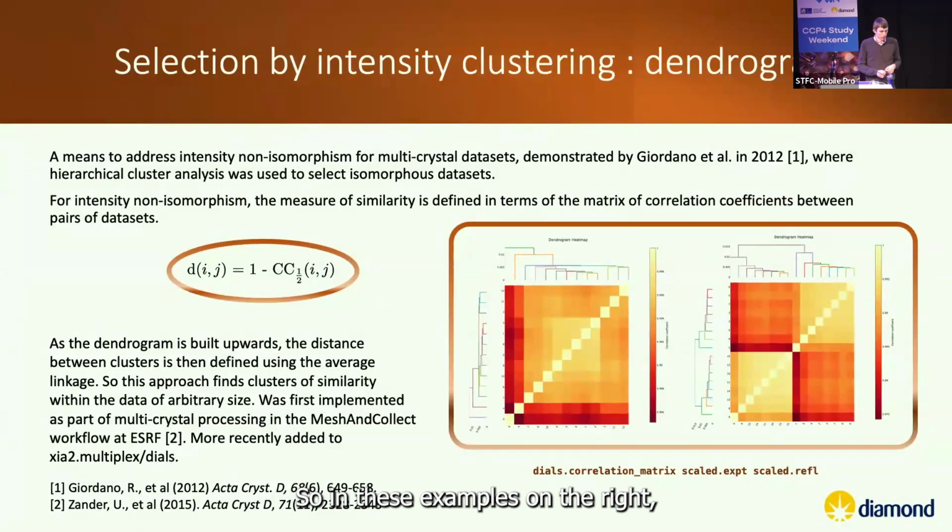In these examples on the right, the first one shows this typical decaying dendrogram structure where you've got a few data sets which disagree most with the other ones. And then on the right-hand side, this is for some distinct isomorphous subclusters, where you get 2 clear regions of the data which agree well with each other, and then they disagree less well with the opposite group.